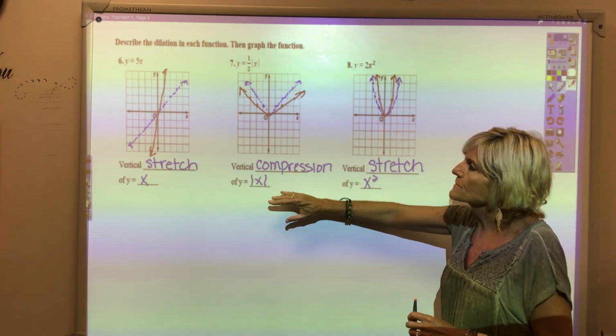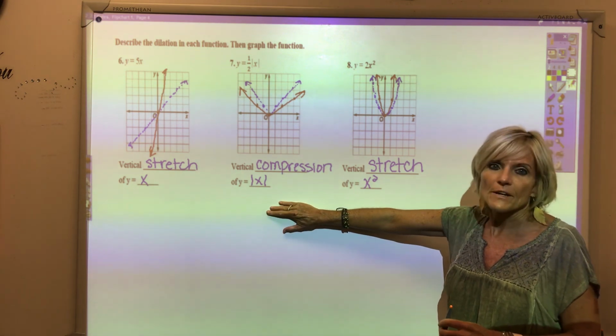So those are some descriptions of dilating some parent functions.